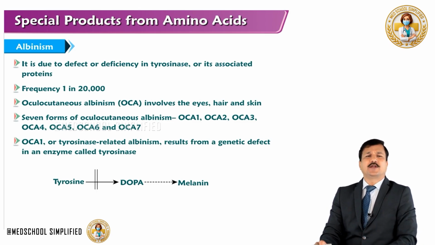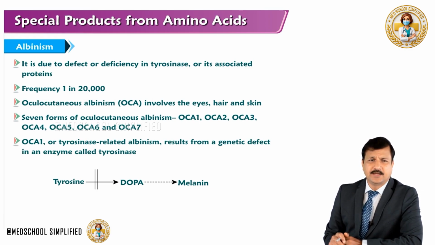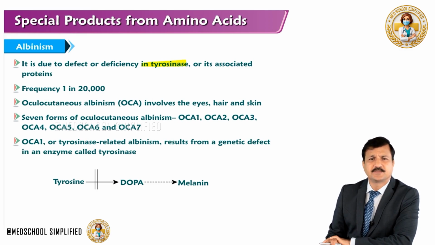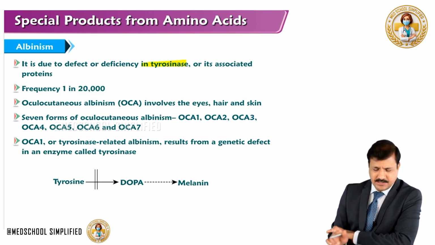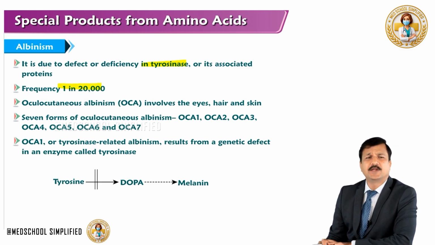So let's move on to see more details on albinism, which is a disease related to the conversion of tyrosine into melanin. The enzyme involved there is tyrosinase. Any defect in the tyrosinase enzyme, a genetic defect, or in any proteins that are associated with the conversion of tyrosine into melanin may lead to albinism. The frequency of albinism is 1 in 20,000, so that means it is relatively more common.